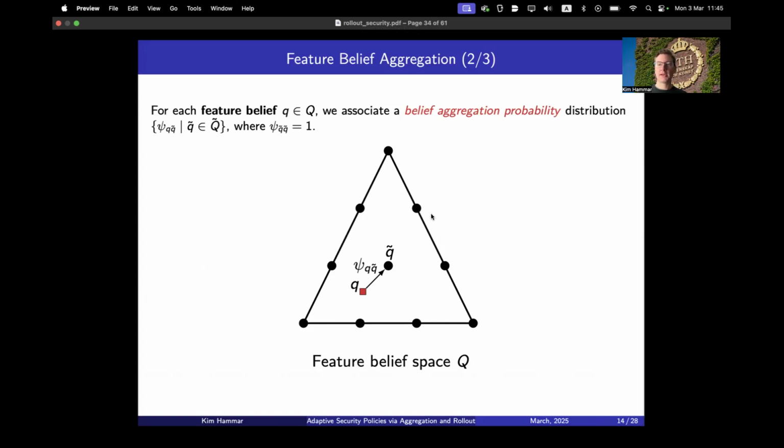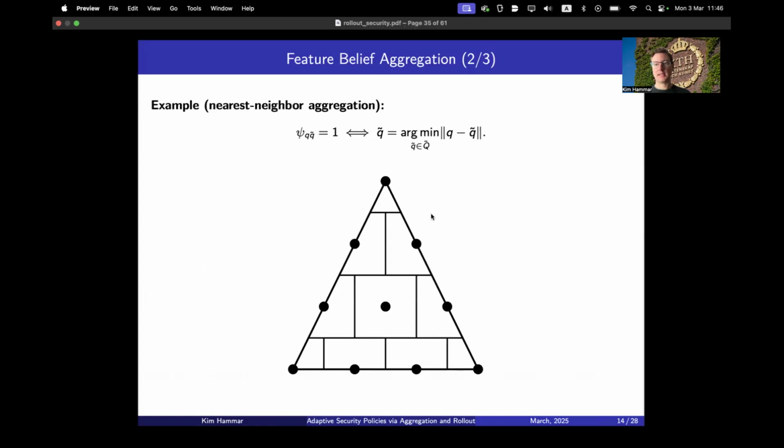And naturally, you want psi here to encode some similarity between your beliefs. So a common choice, for example, is that you define psi based on the nearest neighbor mapping. And in that case, you effectively partition Q into these Voronoi cells, where each cell contains the beliefs that share the same nearest neighbor. And this is a special case of what we call hard aggregation. But you can also define soft aggregation by using a more general definition of psi.